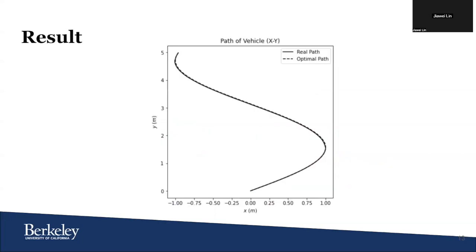Next slide, please. In the end, we got the result. We have achieved the goal to let the JetBot follow a calculated optimal path from its initial position to its desired position, and the path we got in the end is very close to the optimal path.